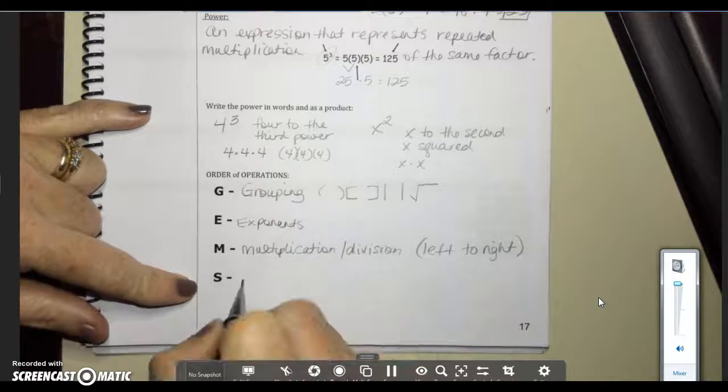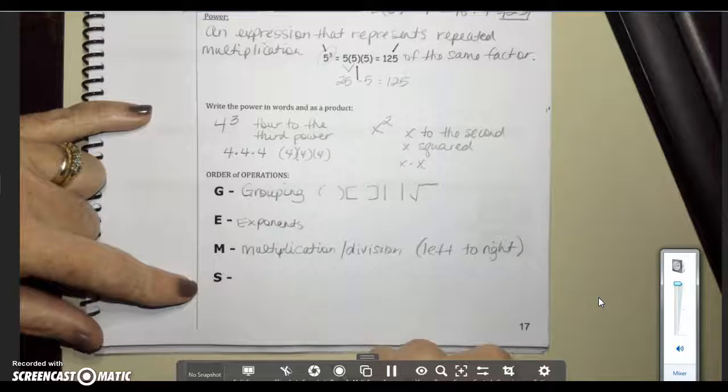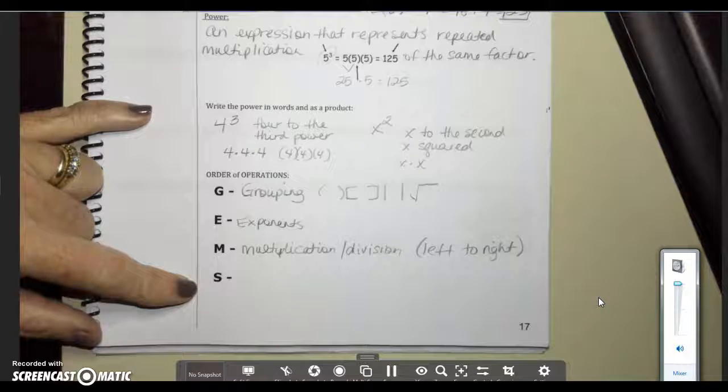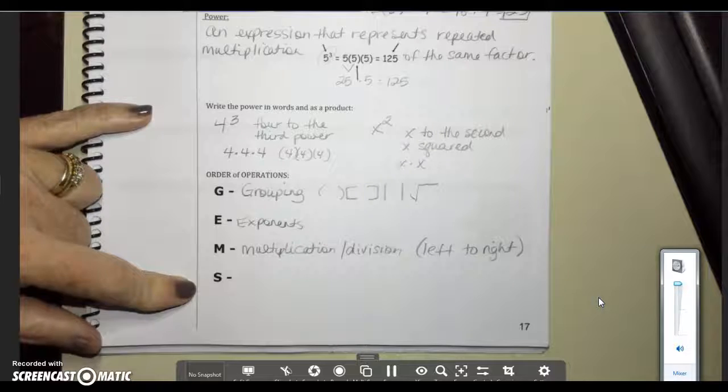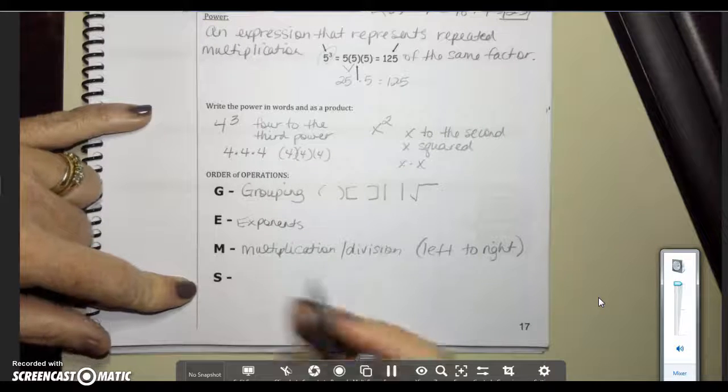Just like when you read, you're reading left to right, you read your number expressions the same way. Okay? And the S is going to be subtract and add. Once you're down to just addition and subtraction, it makes no difference what order you're doing that in. You're just combining integers, which is exactly what we have been doing, right?